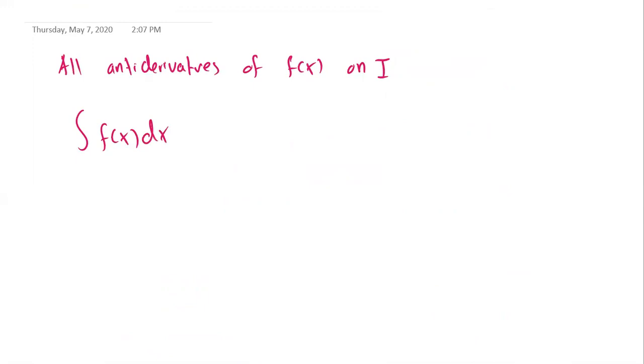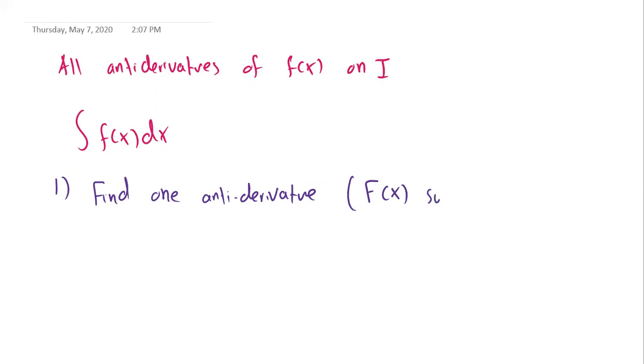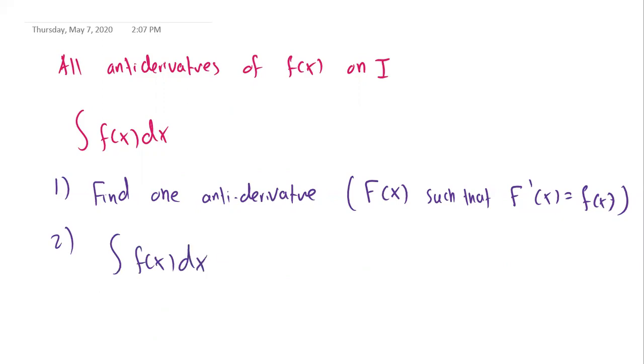Now, how do you find this? Well, first you find one antiderivative, just one, whichever antiderivative you can find. Remember, an antiderivative is a function whose derivative equals f, sorry. So usually we use capital F or capital letters for antiderivatives. So it's a function big F of x such that the derivative of big F of x equals little f of x. So that's an antiderivative. And then once you have found one of them, all antiderivatives have the form big F of x plus c.